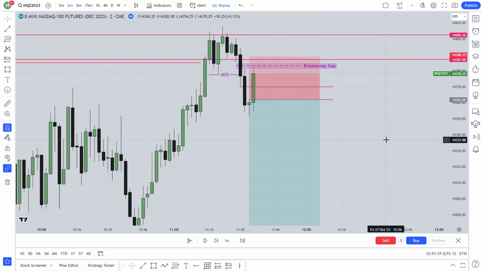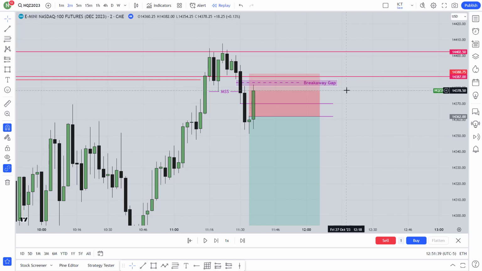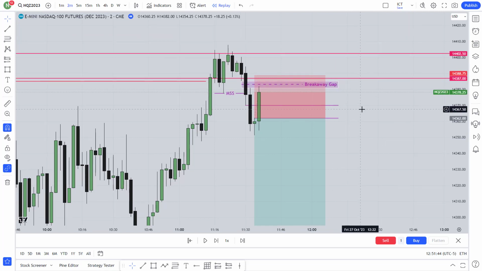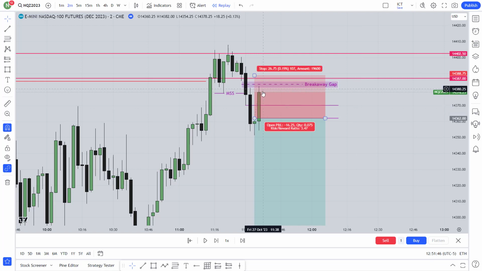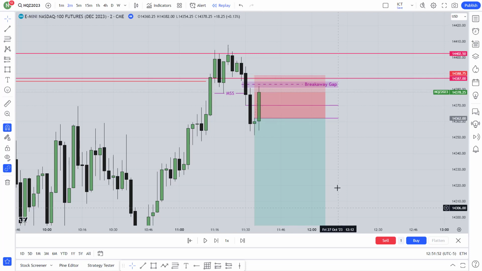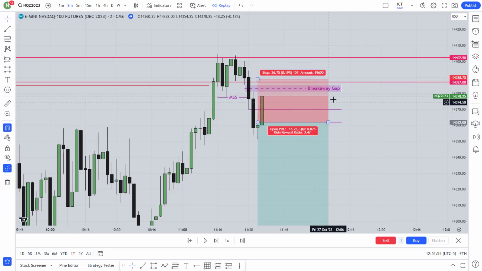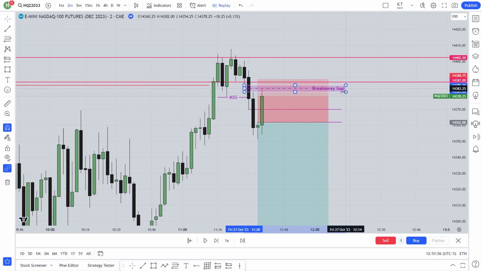I will take some partial. Okay. Now, will you take your entry when it will tap to the breakaway gap? I do not agree with that. Most of the time you will see the market doesn't even reach that breakaway gap. It comes to the first fair value gap, then it breaks lower or it goes higher. So please don't wait until the breakaway gap.